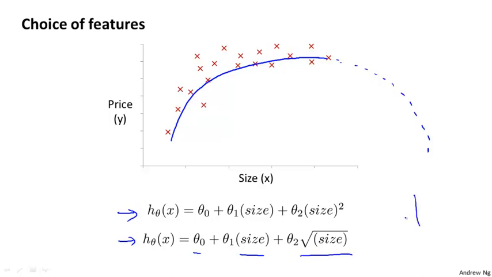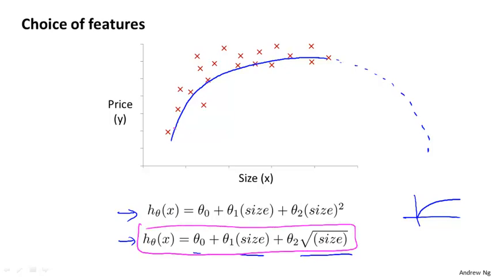So the square root function is this sort of function, and maybe there will be some value of theta 1, theta 2, theta 3 that will let you take this model and fit a curve that looks like that, and goes up but sort of flattens out a bit and doesn't ever come back down. And so by having insight into the shape of the square root function and into the shape of the data, by choosing different features, you can sometimes get better models.